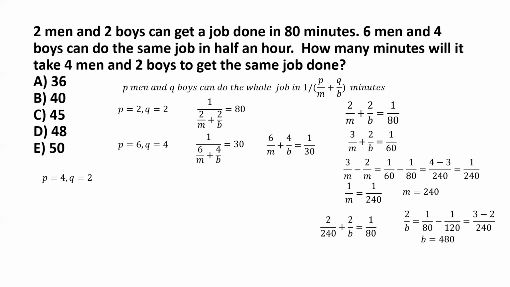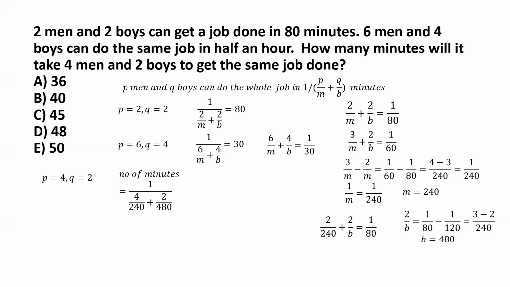So we just substitute. We now know everything. We know P, we know Q. We also know M and B. We have just solved for those, right? So we just substitute in that expression for the number of minutes, and we have 1 divided by, within the denominator we have P equal to 4 and M equal to 240. So P by M becomes 4 divided by 240. And the second term in the denominator, Q by B, here Q equal to 2, and for B we have just solved B equal to 480.